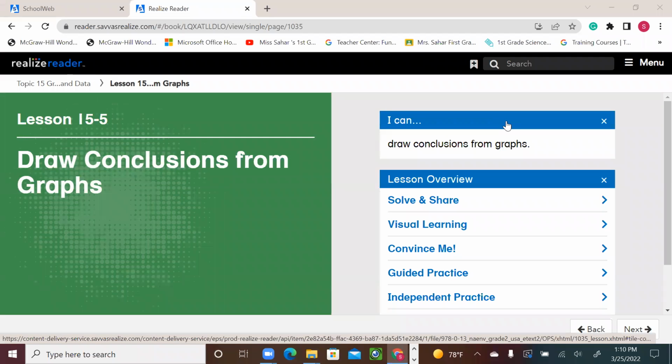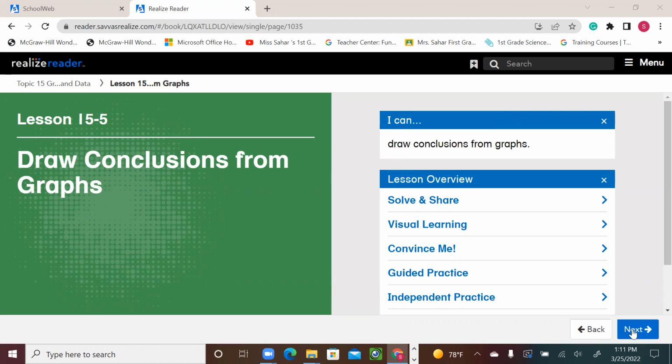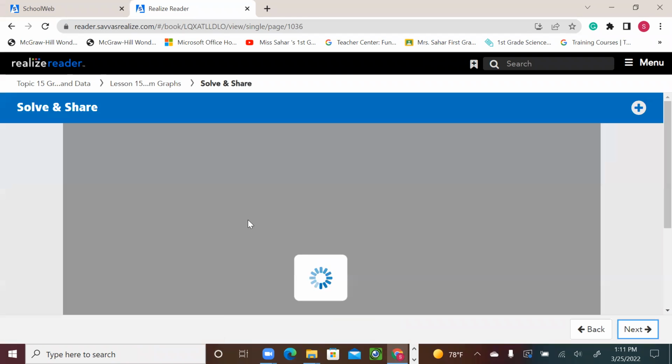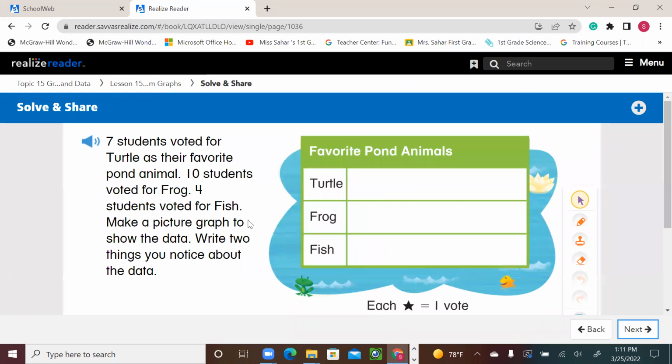Welcome back, second graders, for a new topic, a new lesson. Our topic, topic 15, lesson 5. So let's start: draw conclusions from graphs. Please open your book, page 657.